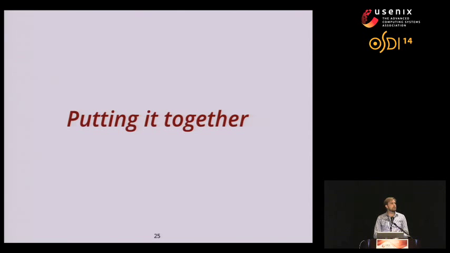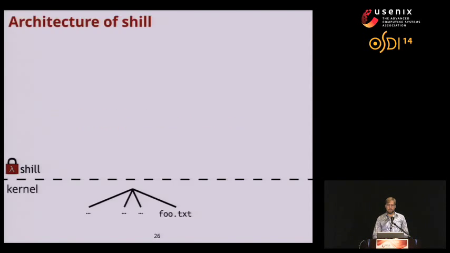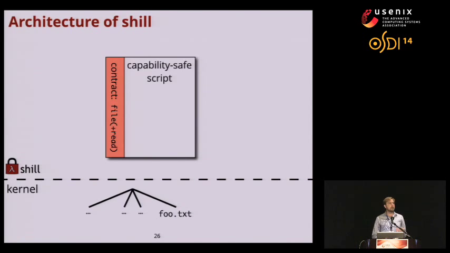Okay, so now that I've described SHILL's key features, I want to show you how they go together in SHILL's architecture. So suppose I download some capability-safe script that I want to run on this file foo.txt. So the first thing I can do is look at the contract on this script to give me some guarantees about what it will do. So in this case, among other things, it tells me that I'm just going to read from the file that I give it a capability for.